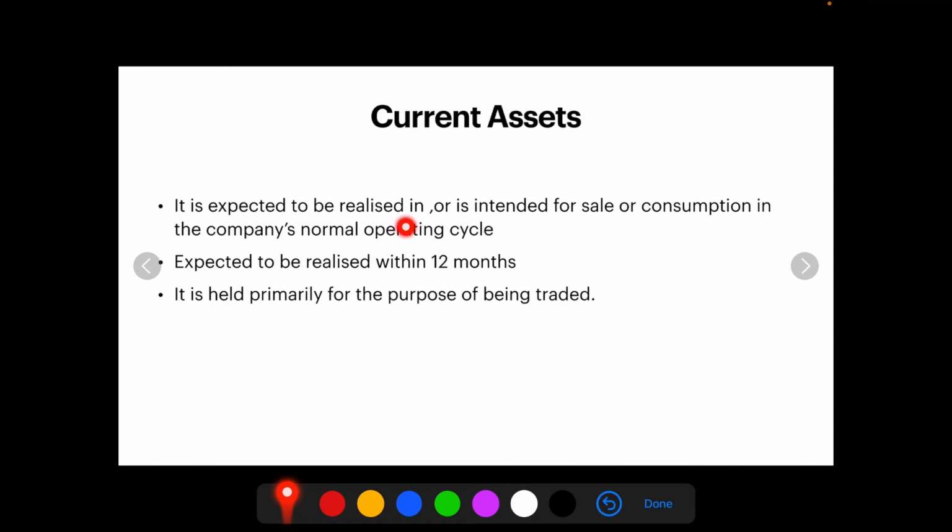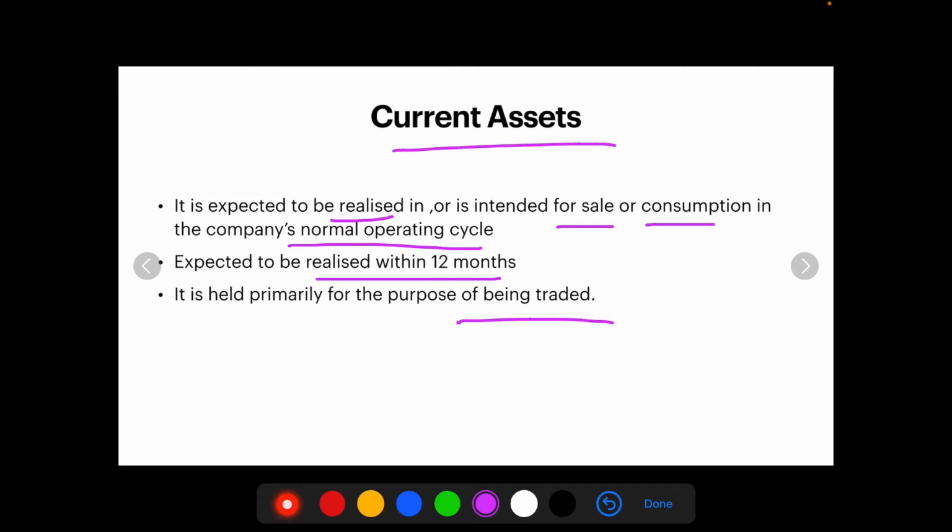Proceeding, assets. A current asset is expected to be realized in, or is intended for sale or consumption in, the company's normal operating cycle. So what are current assets? Those assets which are either realized or meant for sale, or meant for consumption in the day-to-day operation of the business. Secondly, these assets get realized within 12 months, that is from the date on which you are holding the current asset. From that day onwards, within 12 months the assets get realized. It is held primarily for the purpose of being traded. So the main purpose of the current asset is trading.